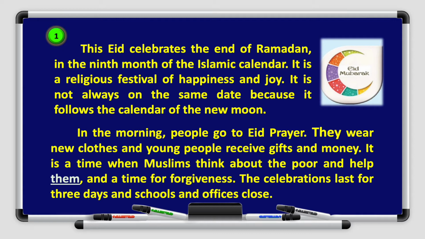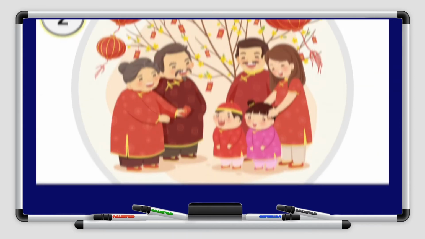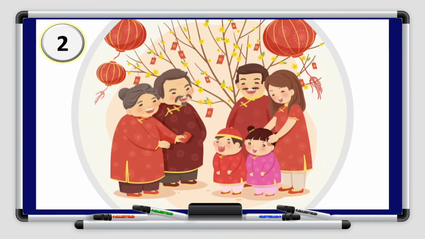The second paragraph: in the morning people go to Eid prayer. They wear new clothes and young people receive gifts and money. It is a time when Muslims think about the poor and help them, and a time for forgiveness. The celebrations last for 3 days and schools and offices are closed. Now we have the second celebration.